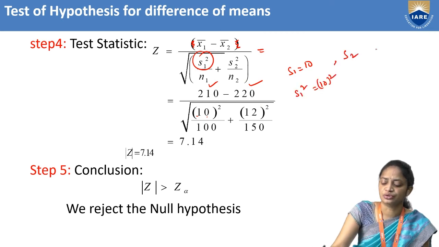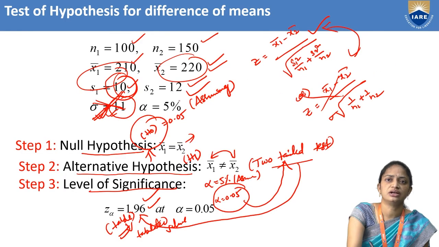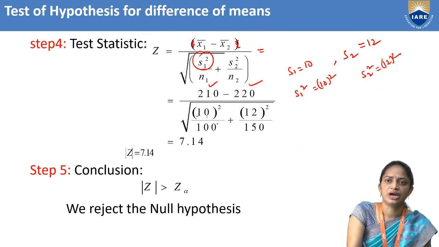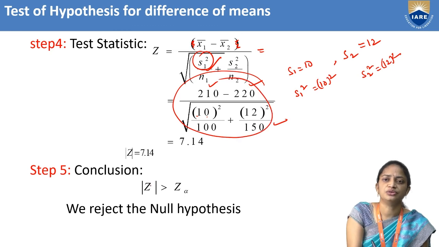Like that, what is the s2 value? s2 value is 12, so s2 square is 12 whole square. So s1 square by n1: n1 is 100 and n2 is 150. That means 10 square by 100 plus s2 square by n2, that is 12 whole square by 150. Simplifying this value we will get z equal to 7.14, but we need mod z, so mod z is also the same, 7.14.